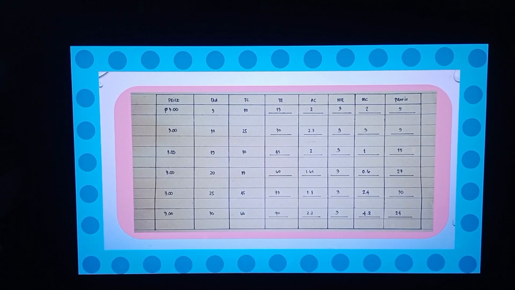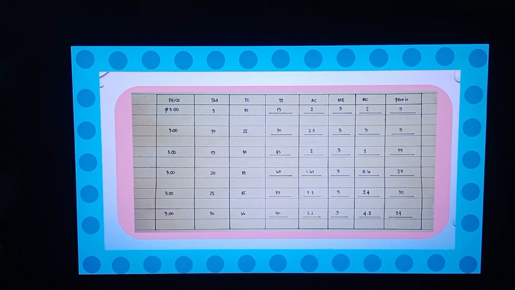Makikita natin na at the quantity of 10, ang MR niya, yung marginal revenue niya is 3. Then, ang marginal cost niya is 3. So, we can say that the profit maximized at the quantity of 10.